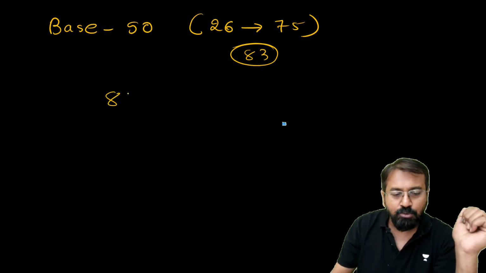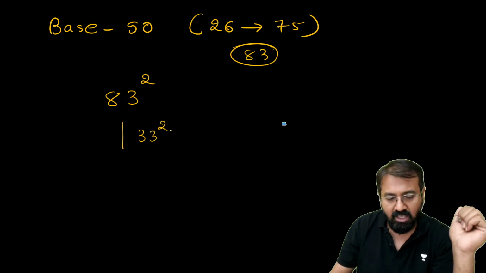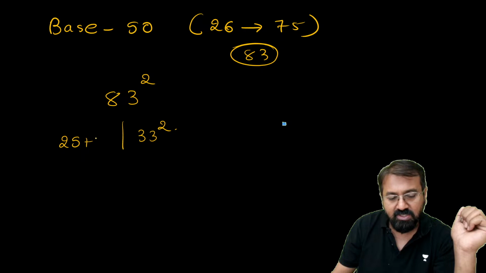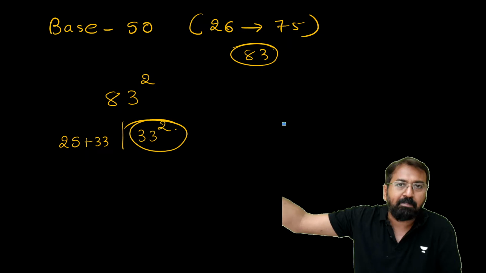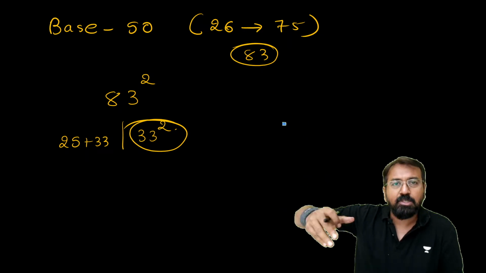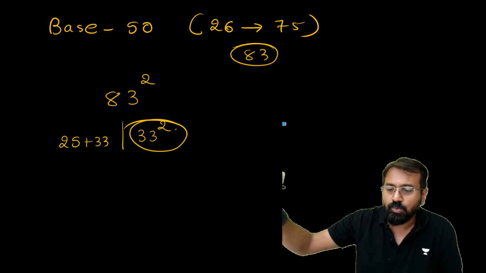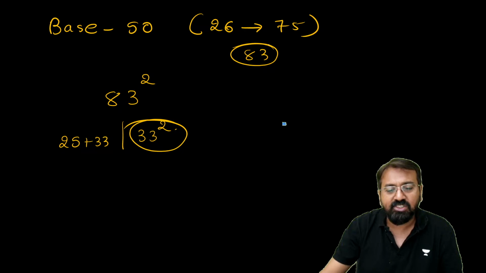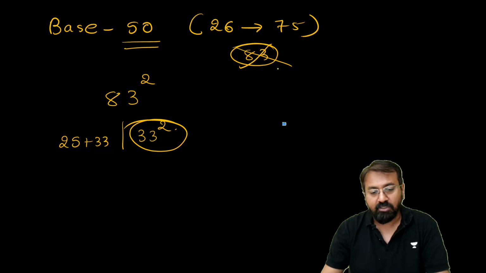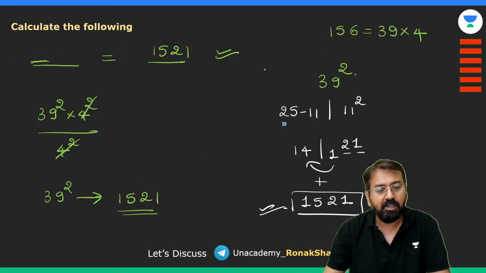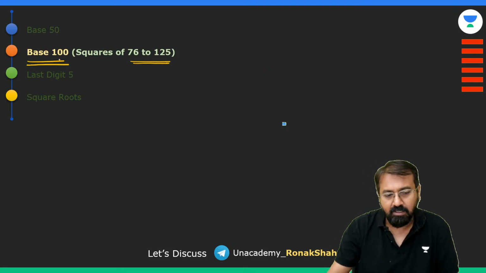Let's understand. Suppose I want to find 83 square. My right part will be 33 square and my left part will be 25 plus 33. Now guys, how would I remember 33 ka square? Again, I'll have to calculate it separately, because I remember squares of numbers only up to 25. So writing that 33 square is going to be challenging, and that's why I don't suggest using the base 50 method for numbers beyond 75. For this 83, we'll use the method called base 100 method. Are you all clear, everyone? Okay, so we'll use this base 100 method.